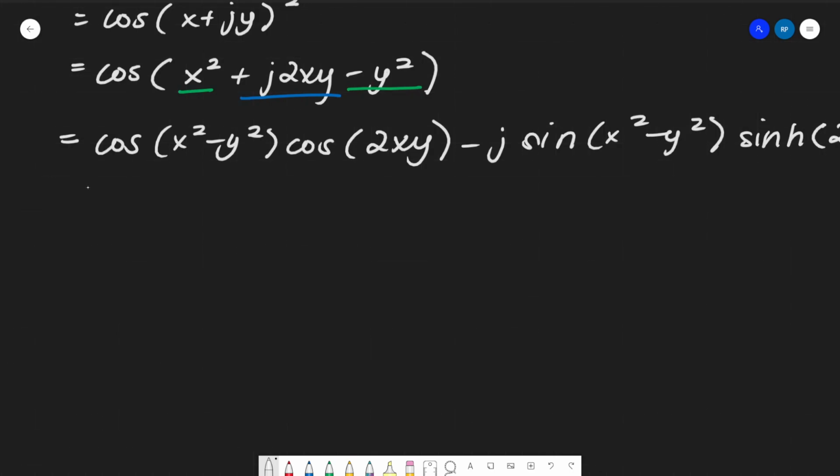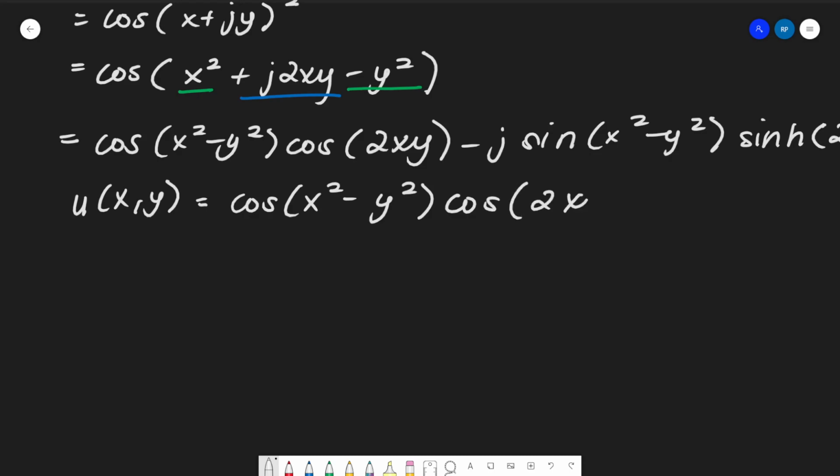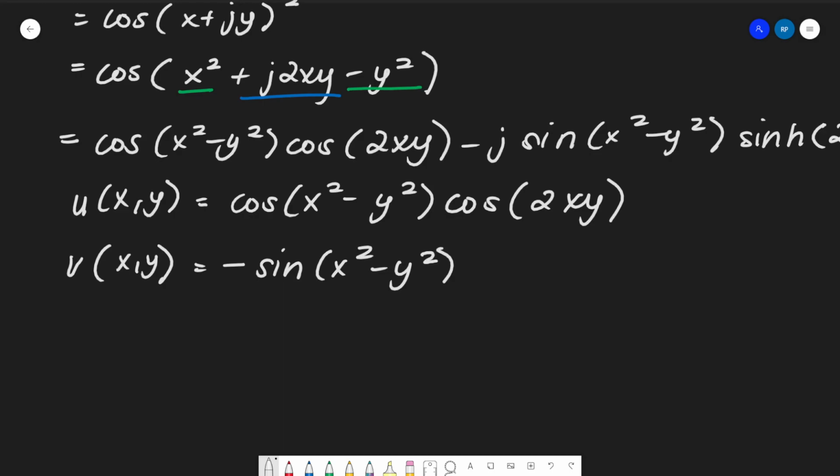Let's look for u and v. U of xy, what is the real part here? Of course, the one without j. That is cosine of x squared minus y squared, then cosine of 2xy. Then we have v of xy, of course what remains. So, we have negative sine. Remember, we do not include the j. Of x squared minus y squared, this is cos, then sinh 2xy. So, this is the answer.